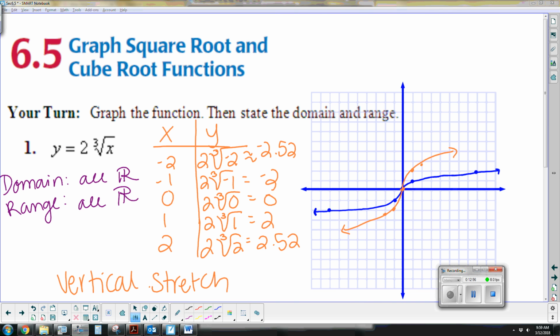So please jot down any questions that you have for this first part of graphing square root and cube root functions. In the next video, we're going to look at graphs of radical functions as they relate to y equals a times the square root of x minus h plus k, or the cubed root of x minus h plus k. So that's going to give us translations. So please watch the next video for more information regarding translations. But jot down any questions you have for this video and bring them to class with you.